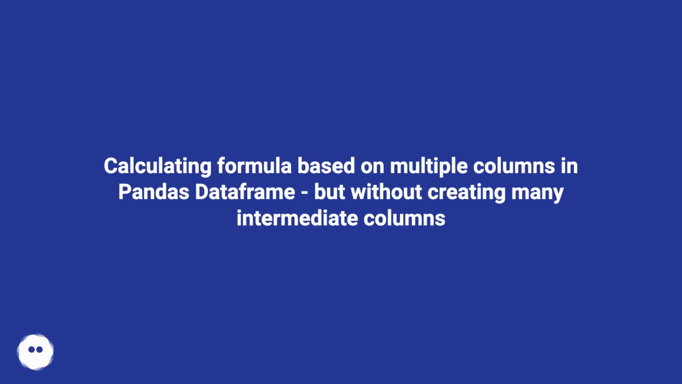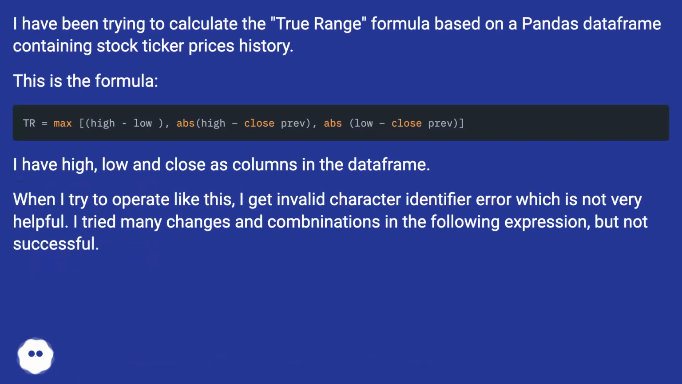Calculating formula based on multiple columns in Pandas Dataframe, but without creating many intermediate columns. I have been trying to calculate the true range formula based on a Pandas Dataframe containing stock ticker prices history. This is the formula. I have high, low and close as columns in the data frame.